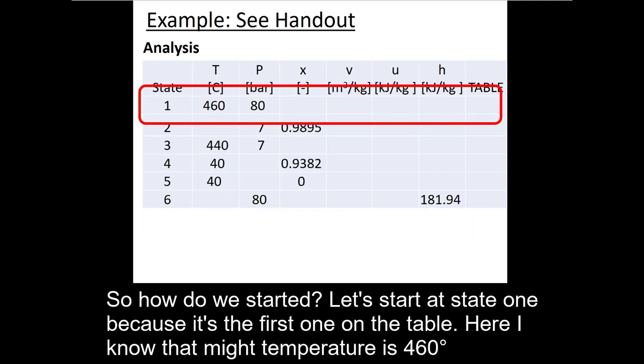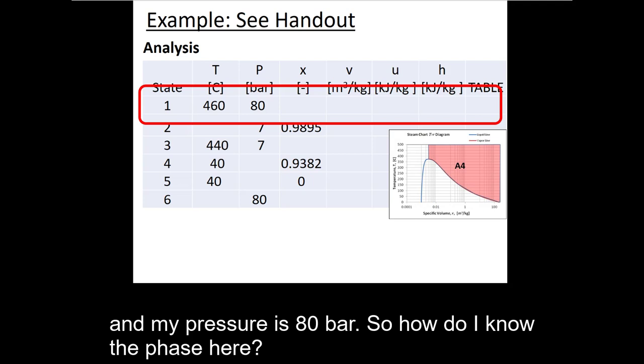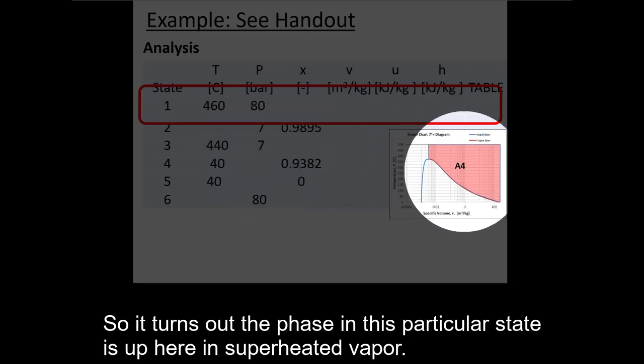Let's start at state 1 because it's the first one on the table. Here, I know that my temperature is 460 degrees and my pressure is 80 bar. So how do I know the phase here? So it turns out the phase in this particular state is up here in superheated vapor.